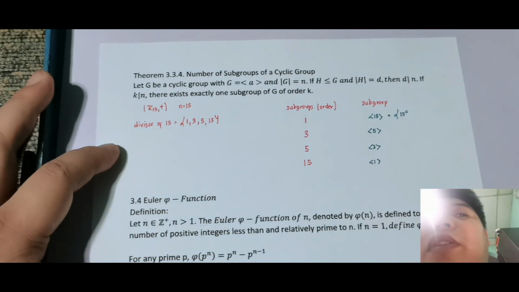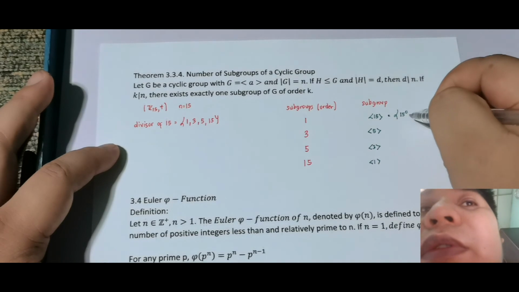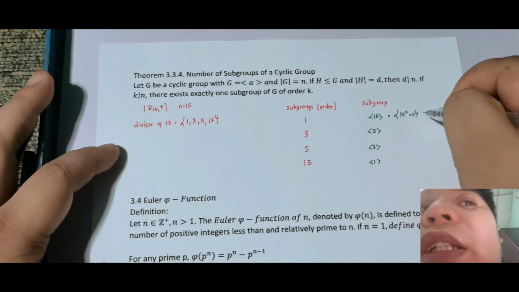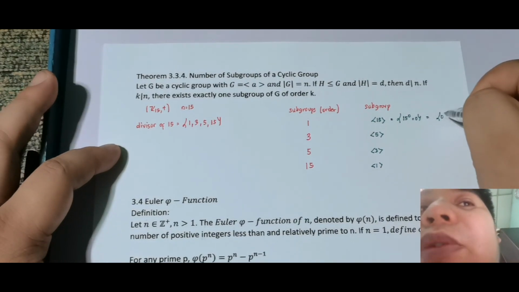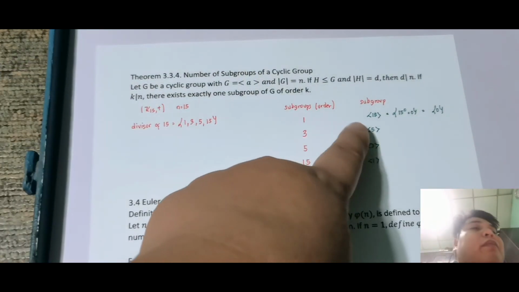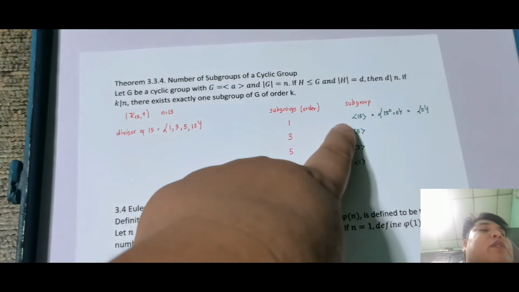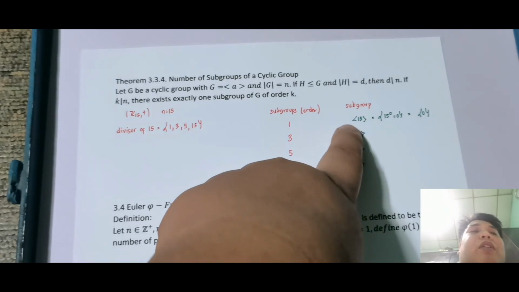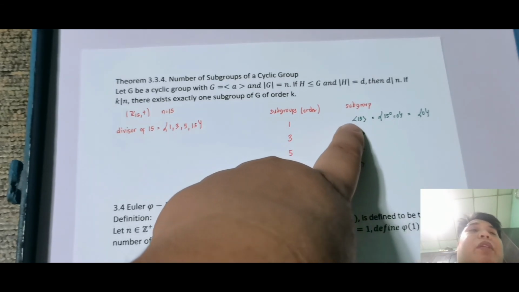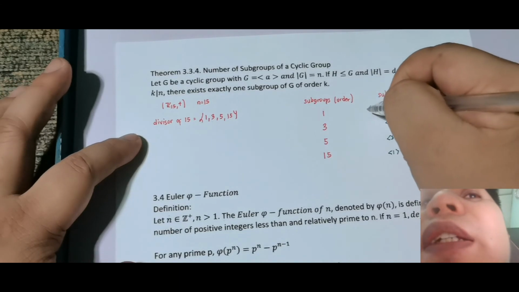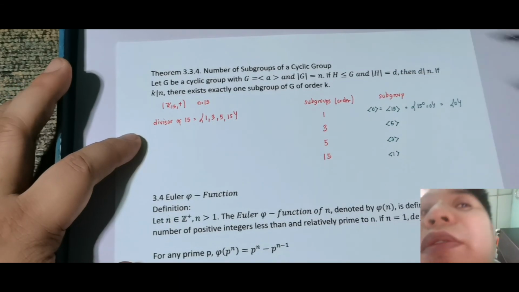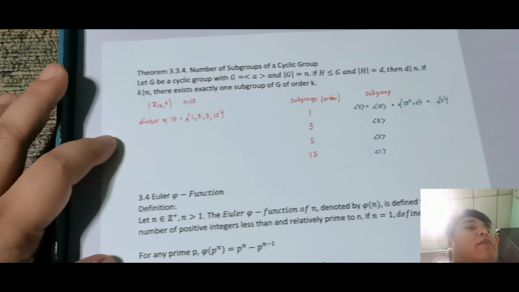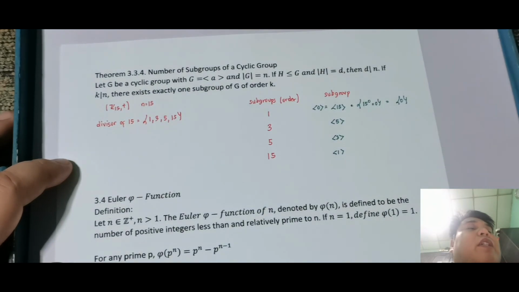So 15 raised to 0 is automatically 0. So this is just the cyclic subgroup generated by 0. So tama. Okay, so equal lang silang dalawa. Actually ito yung, di ba, ito si 15. Equal lang siya dito kay cyclic subgroup generated by 0. So, parehas sila.